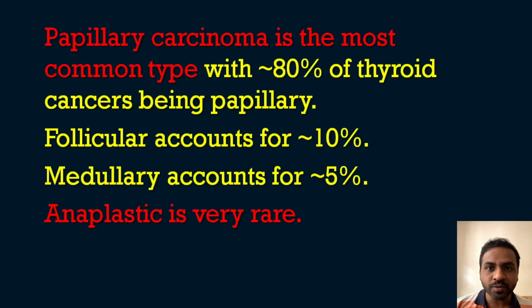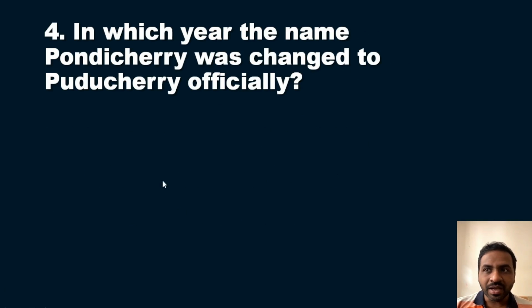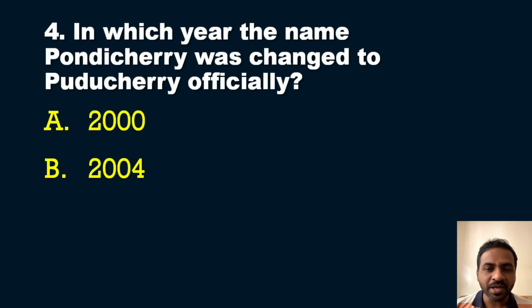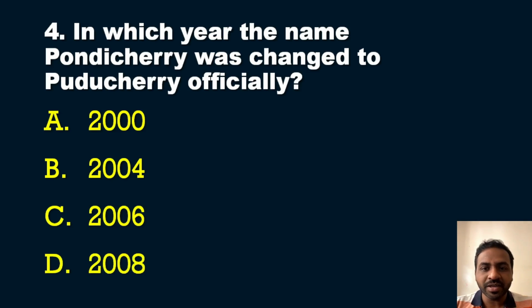So moving on to the next question in our series. It is a GK question, and the question is, in which year was the name Pondicherry officially changed to Puducherry? So this is regarding Pondicherry. The options for you are option A, 2000, option B, 2004, option C, 2006, and option D, 2008. Direct simple question.